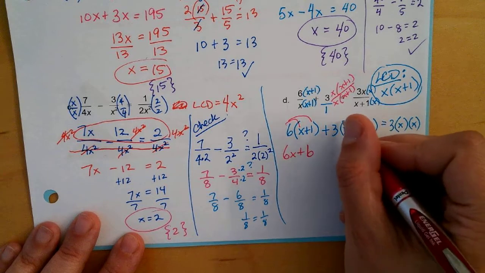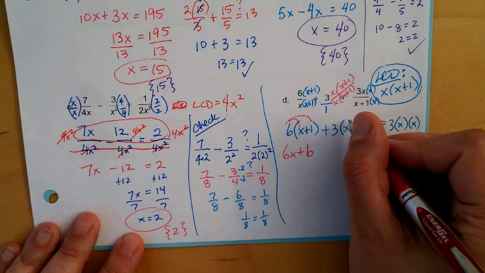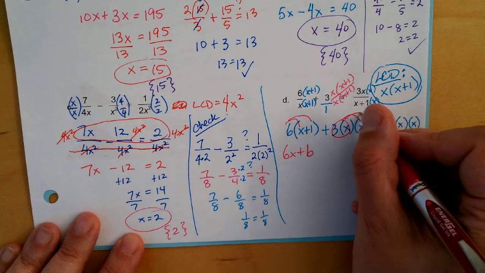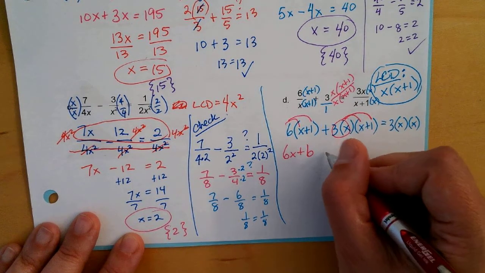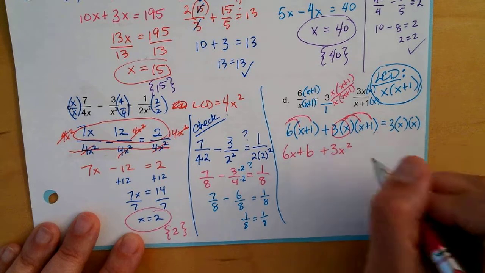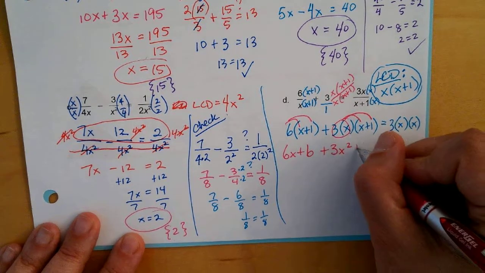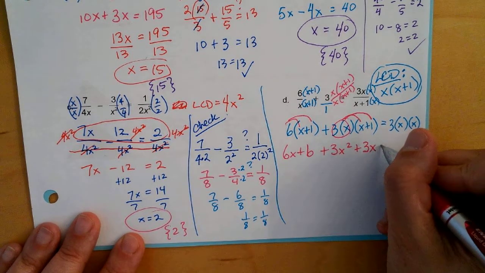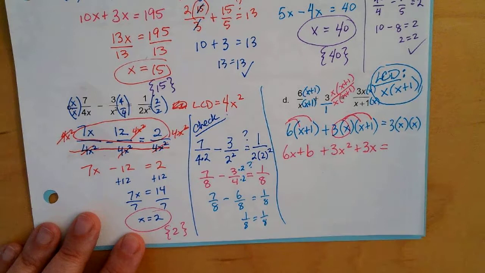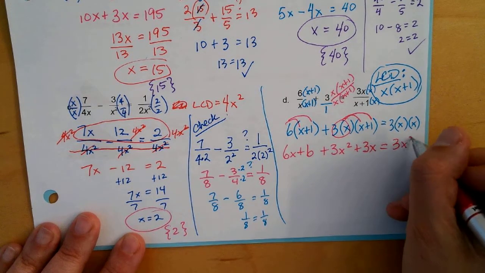Okay, here we have 3x times x times 1. What's 3x times x? Good. What's 3x times 1? 3x. Okay, it wasn't 1 because I remembered to distribute that time. And then what happens over here? What's 3x times x? 3x squared.